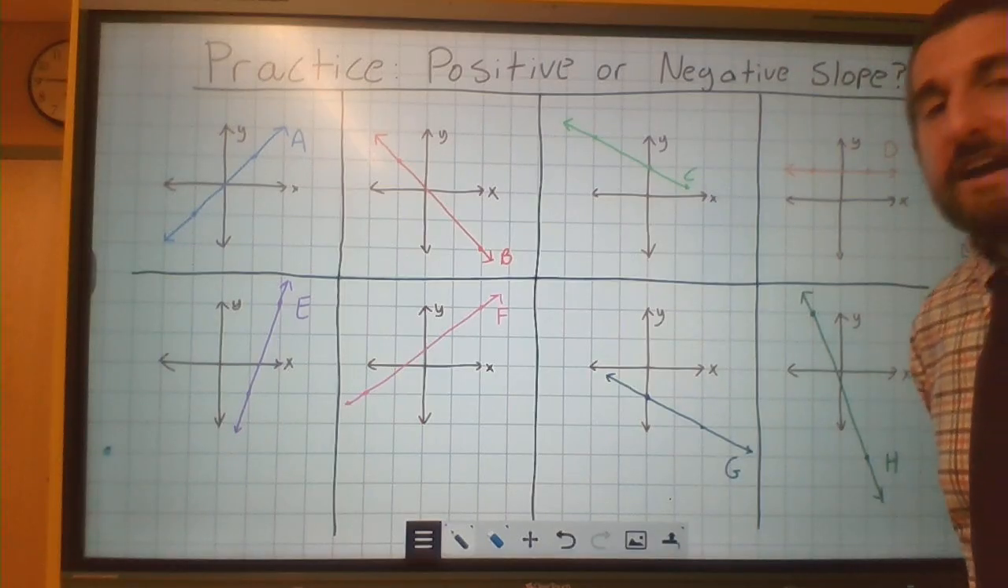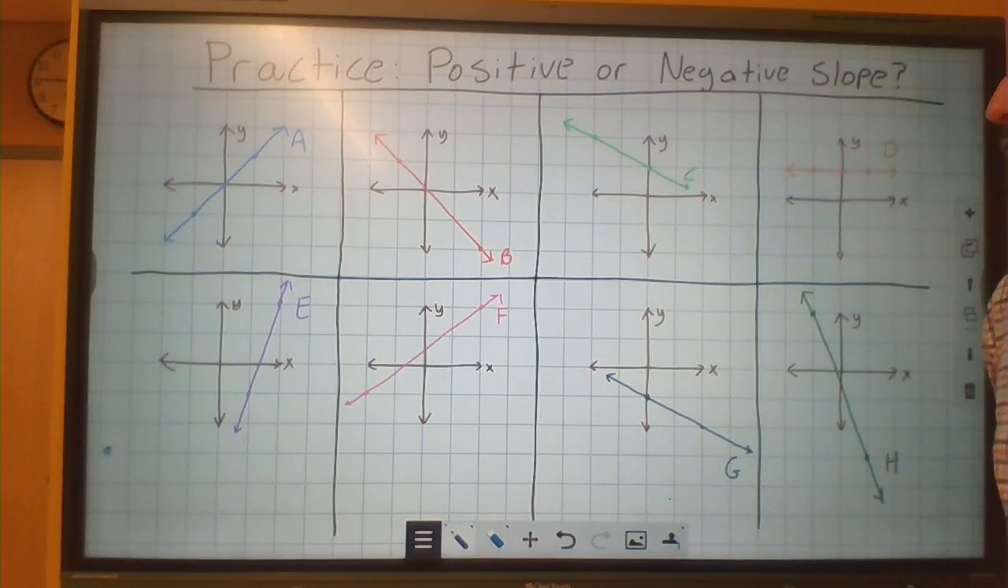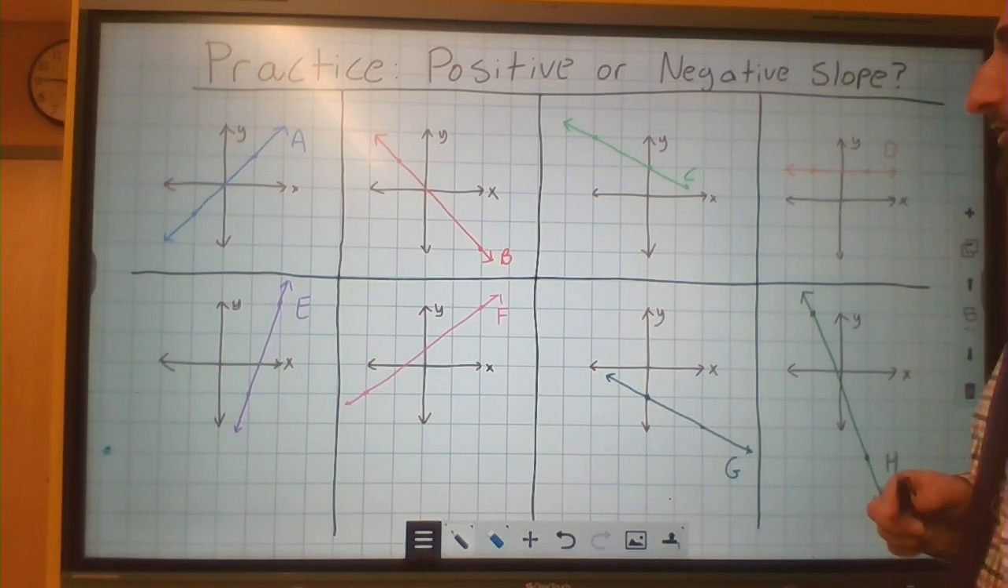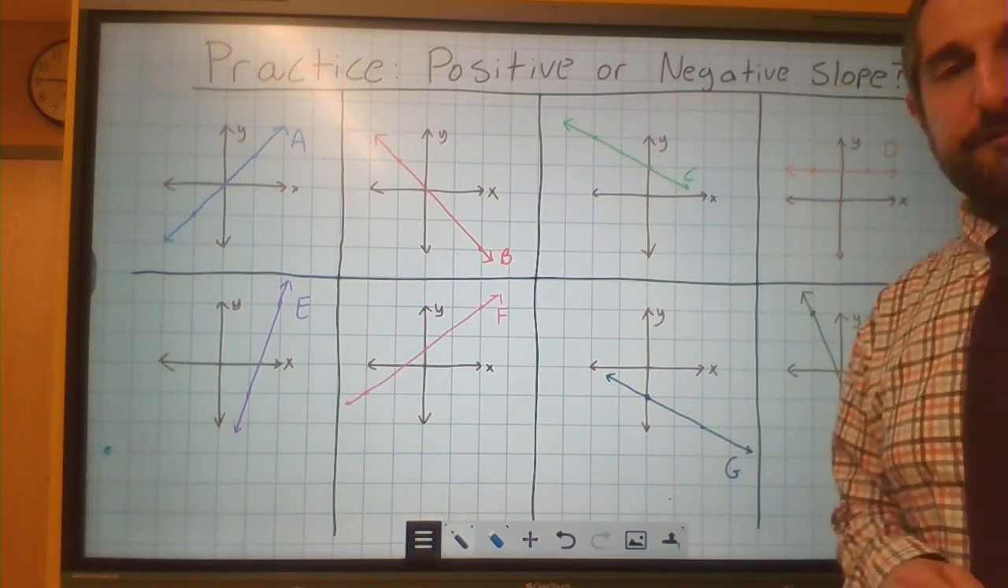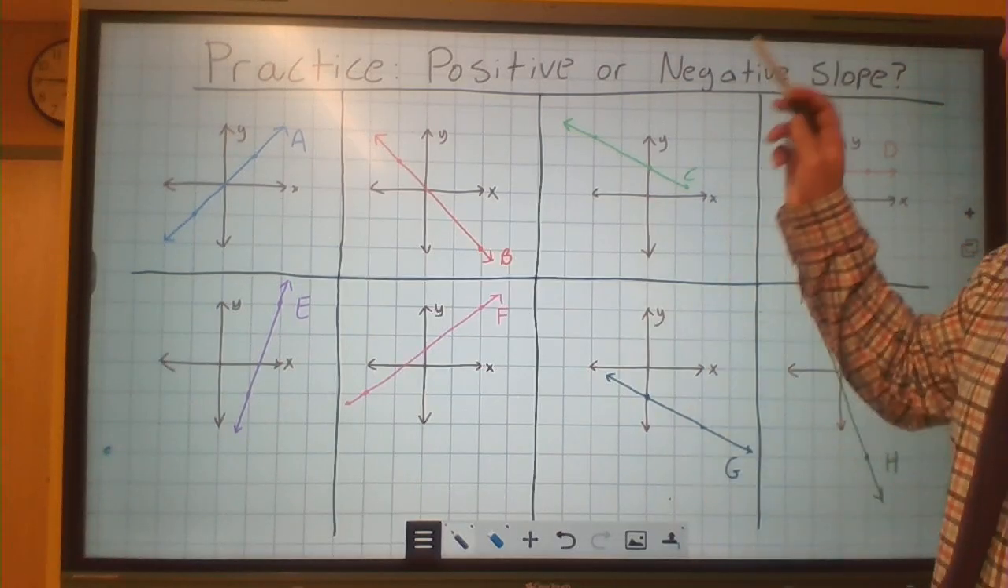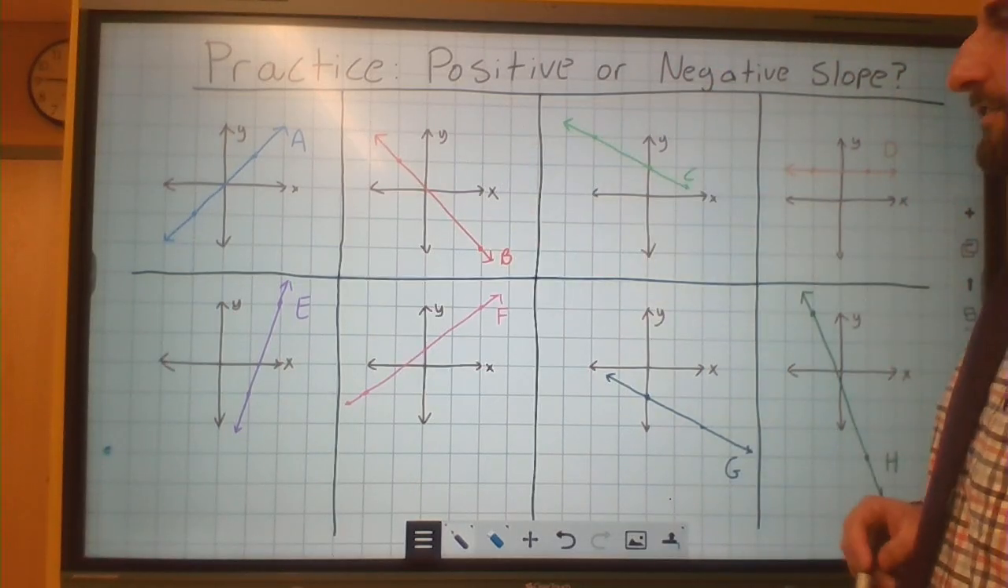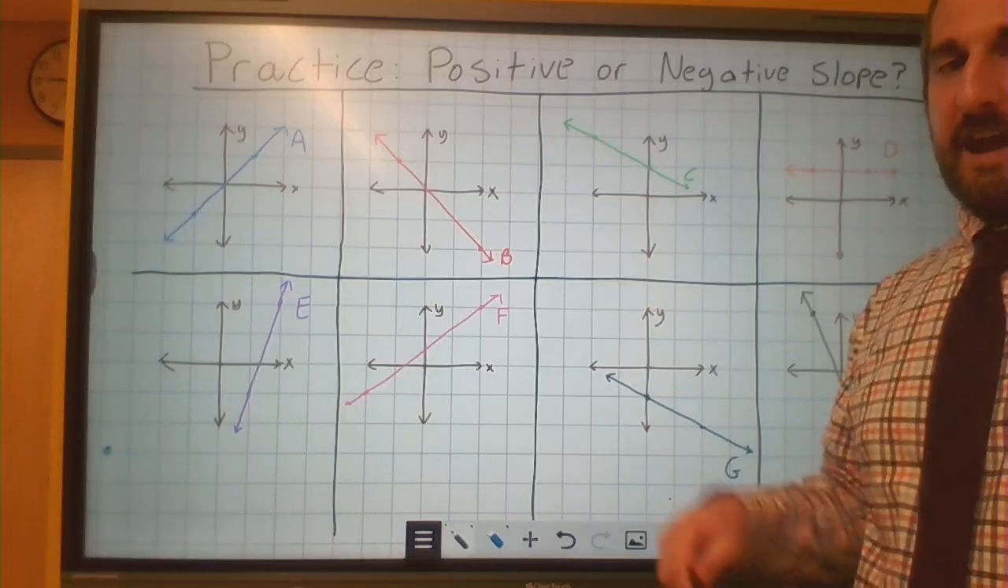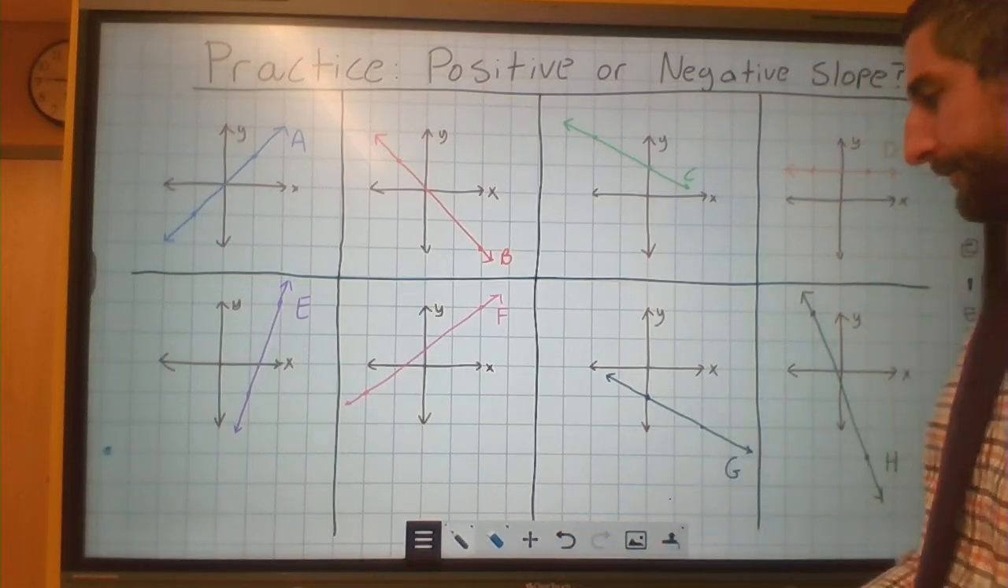All right, it's practice time. And this is going to start with a flash practice of simply positive or negative slope. What I'd like you to do is to determine in 5 seconds or less whether the slope of each of these lines is positive, negative, or 0. Go ahead.